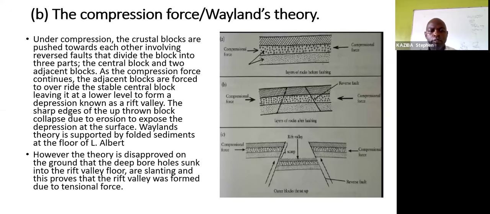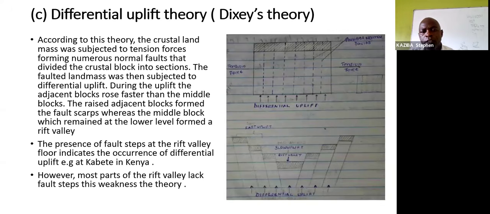Rift Valley. Then, of course, that theory has been disproved on the ground that the deep boreholes sunk into the Rift Valley floor are slanting. And this proves that the Rift Valley was formed due to tensional forces. So they are saying that those people who dug the boreholes found that the Rift Valley floor is kind of slanting. So they criticize this theory, which says that the 2 outer blocks overrode the middle block.